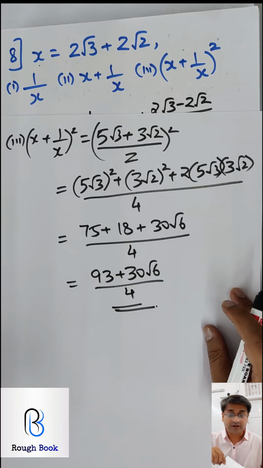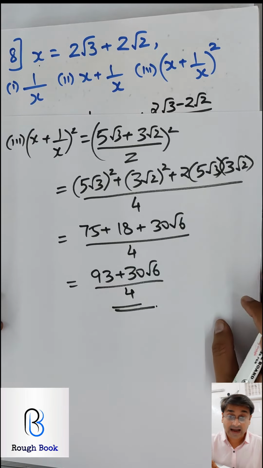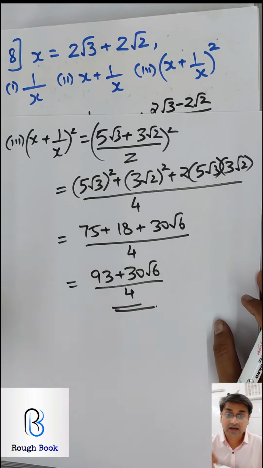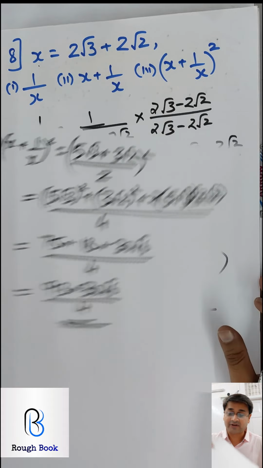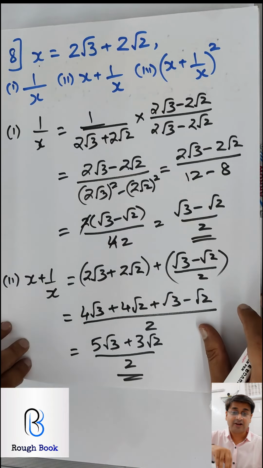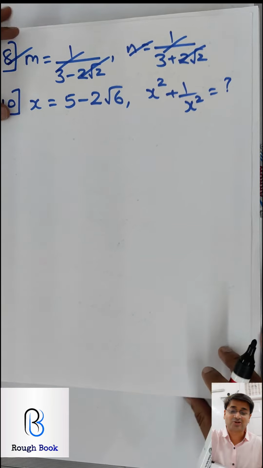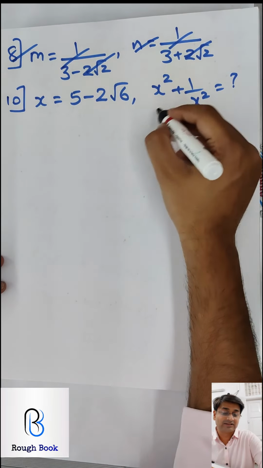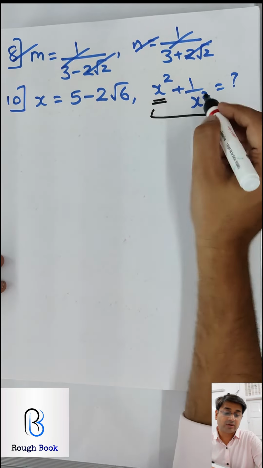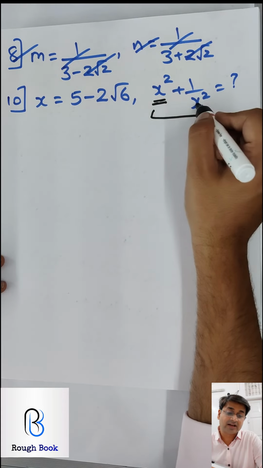Okay, so if you got it, brilliant, because this is a difficult sum actually, and if you got it, that means you're already prepared for your exam. You can rejoice. No, come back, let's do the next one. 10th, come on, can you handle the same type? First find x square, then 1 upon x square, and then add the two.